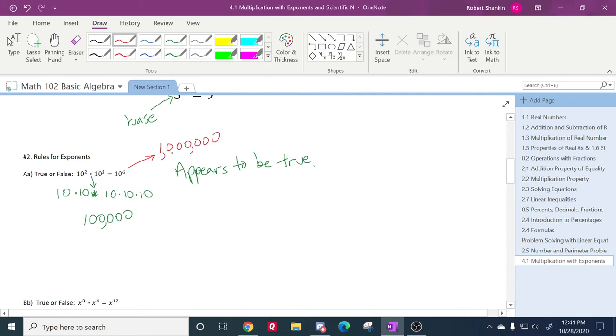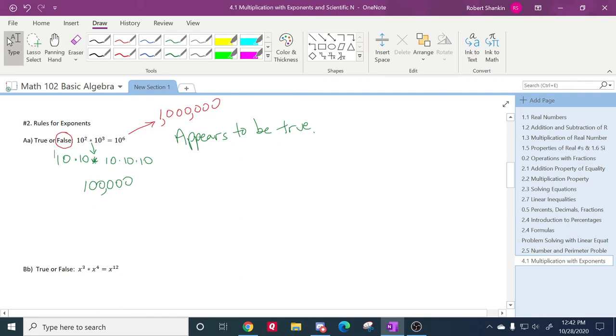And that's 1,000,000, and that's 100,000. These are different. This appears to be true, but it's false. All right. Now that's kind of a mouthful there. Let's go to part B.